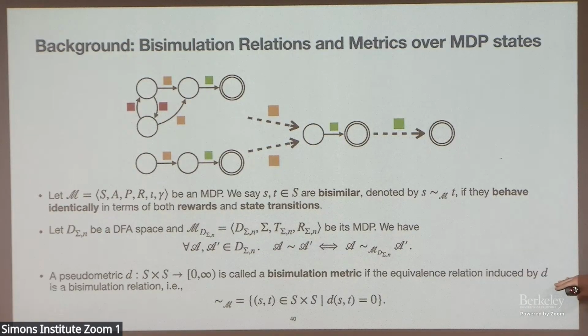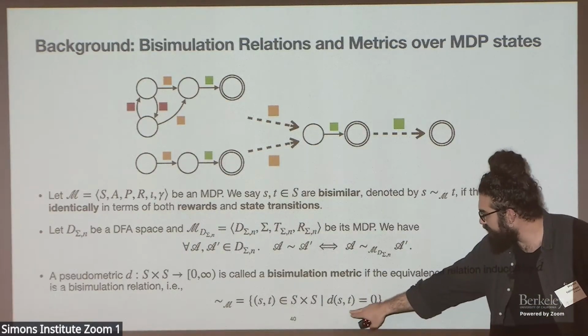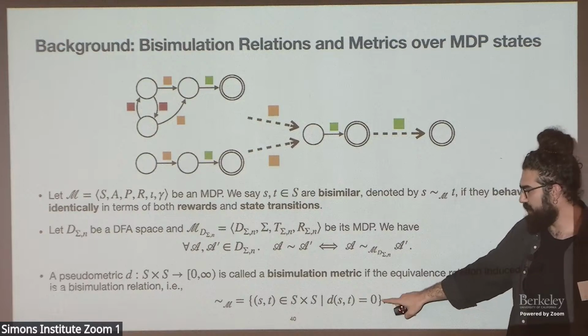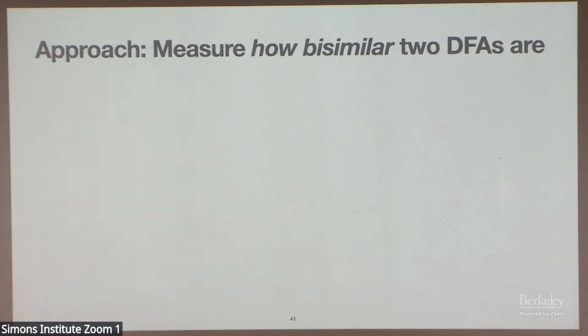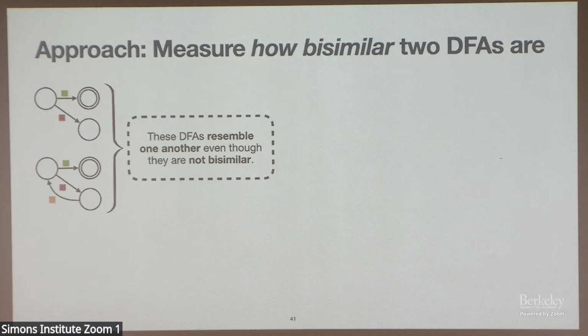Then the bisimulation metric is a relaxation of this notion of a bisimulation relation. Now we have a pseudo metric, and it's called a bisimulation metric if, between two MDP states, a distance of 0 means they are bisimilar. So if the pseudo metric satisfies this, the induced relation is a bisimulation relation, and then it's called a bisimulation metric. Okay. Given all this, the approach is as follows. We want to measure how bisimilar two DFAs are. So let's take these two. They resemble one another, but they are not bisimilar, that's for sure.